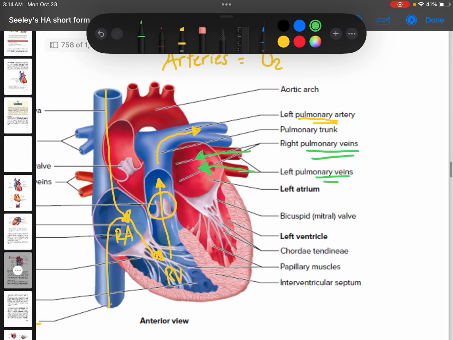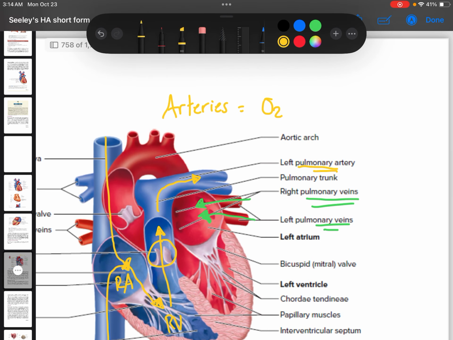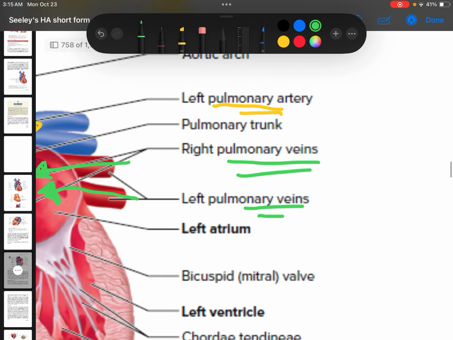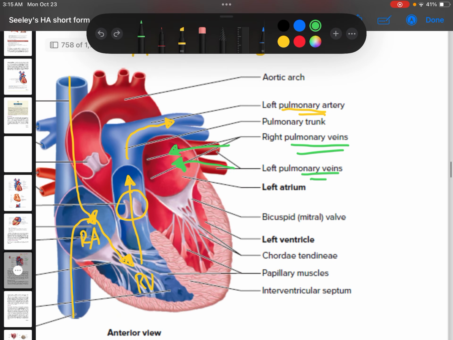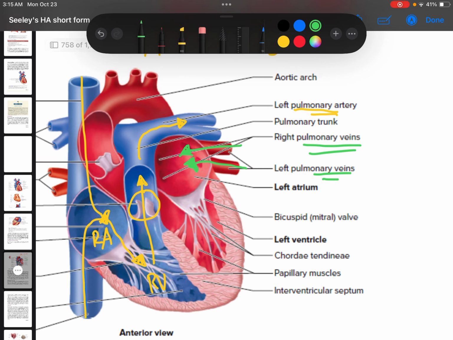Okay? Because normally, class, veins will carry unoxygenated blood. But class, in this instance, our pulmonary veins, which is the exception, is carrying oxygenated blood. Okay? And they will be collected by your left atrium.